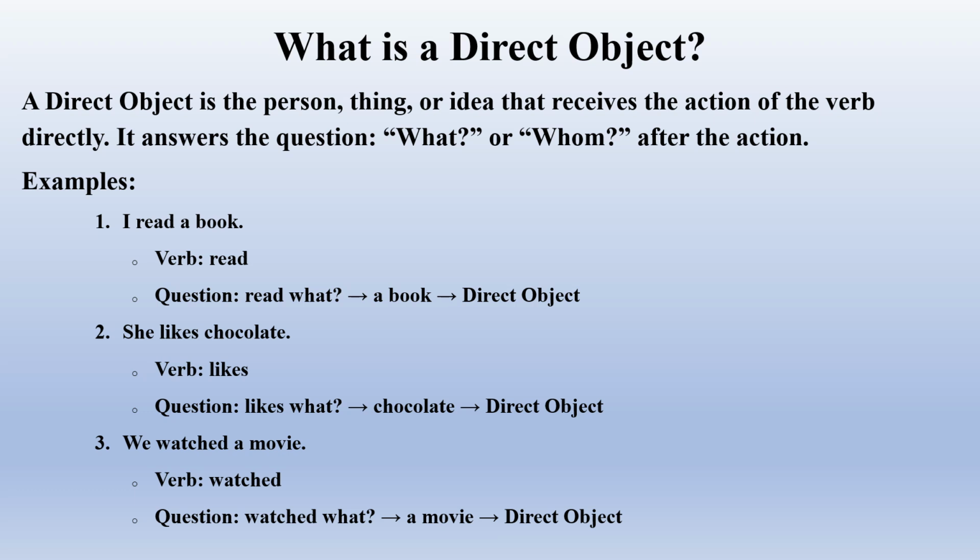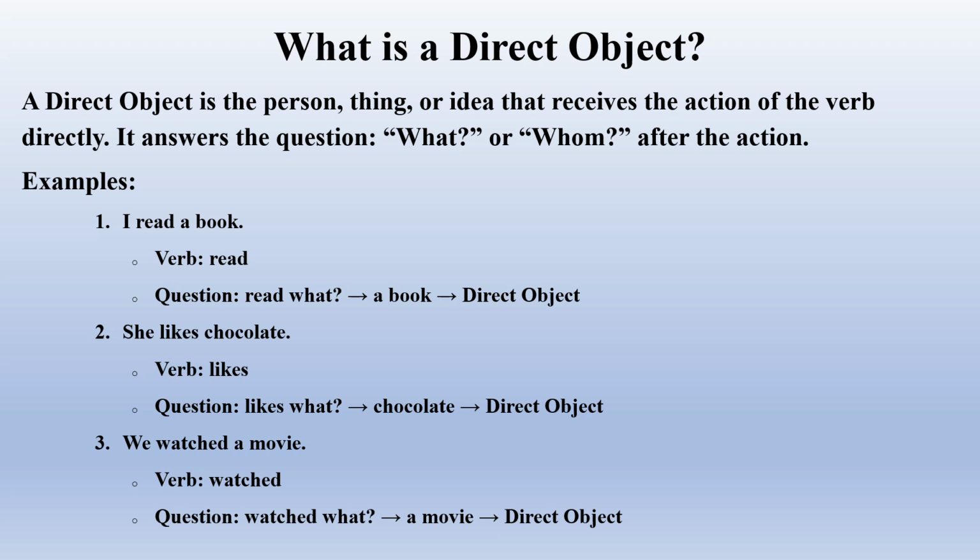There are two types of objects. First is the direct object. What is a direct object? A direct object answers the question what or whom after the verb. A direct object is the person, thing, or idea that receives the action of the verb directly. It answers the question what or whom after the action. In simple words, it is what the action is being done to.